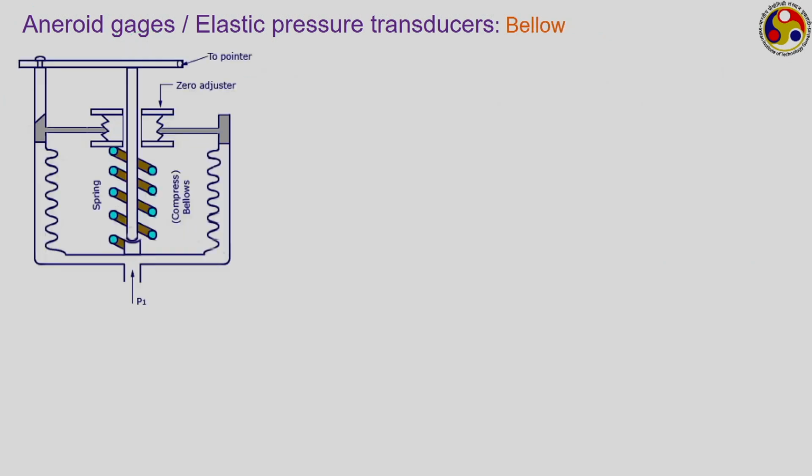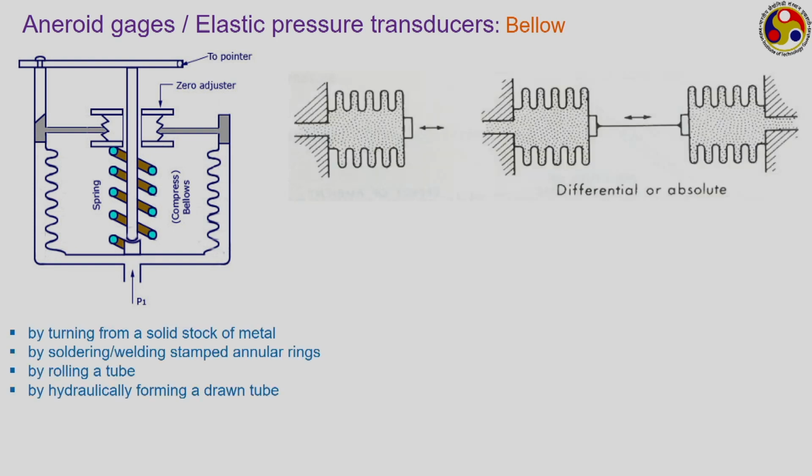Another transducer quite similar to the diaphragms are bellows, where we just have one material which is folded to a structure like this, and like shown here, as they are subjected to pressure, there is a change in their configuration, and accordingly some deflection can be sensed, which can be converted to pressure. These bellows can be formed by turning from a solid stock of metal, by soldering or welding annular rings, or by hydraulically forming a drawn tube.